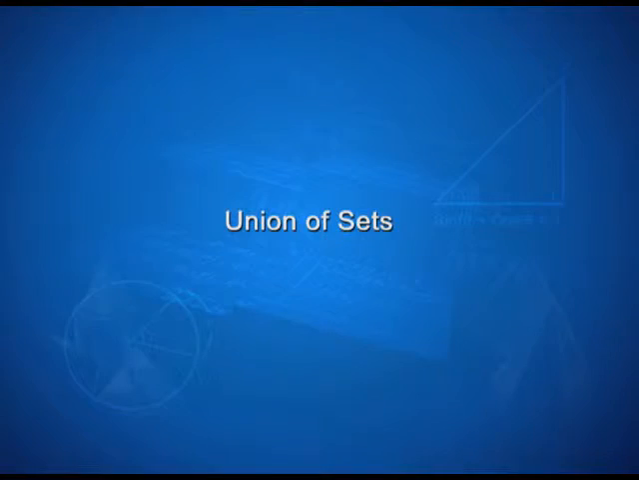In this topic, we are going to define certain operations on sets and examine their various properties. The first operation on sets is the union of sets. Let A and B be two sets. Then the union of these sets A and B will be the set containing all the elements of set A and all the elements of set B, taking the common elements only once.